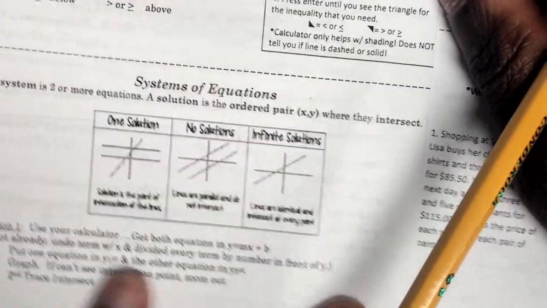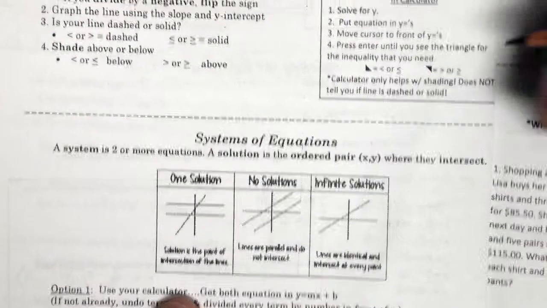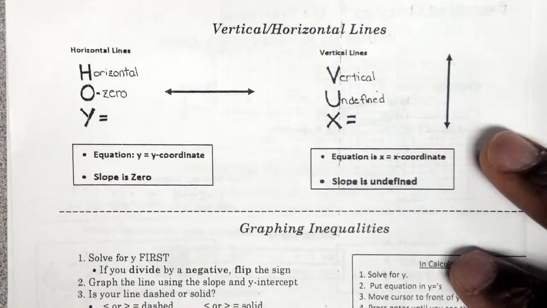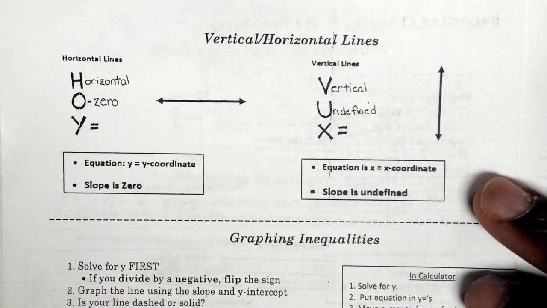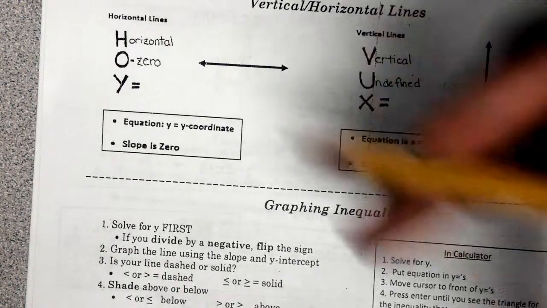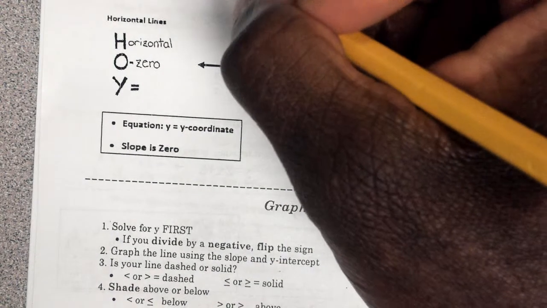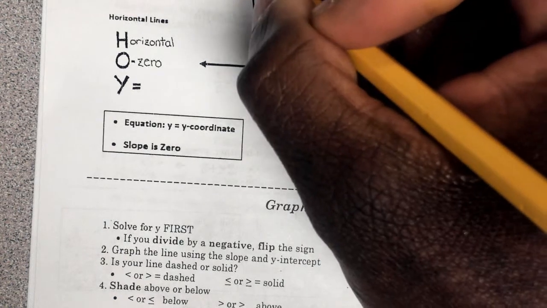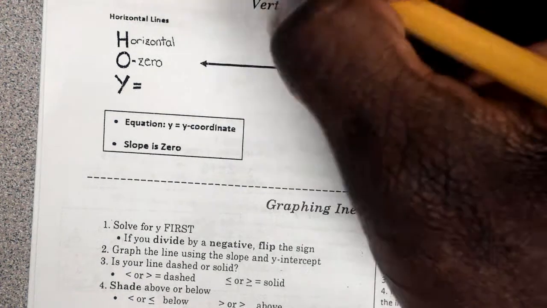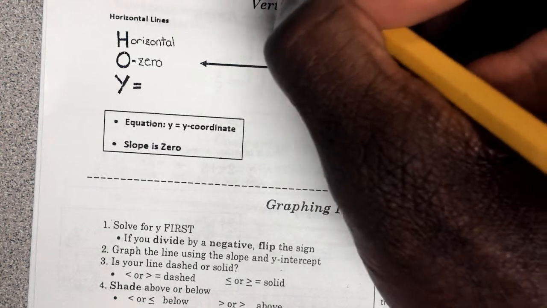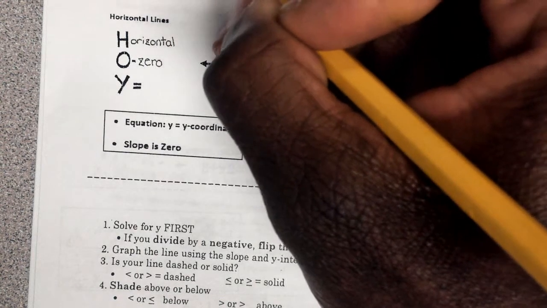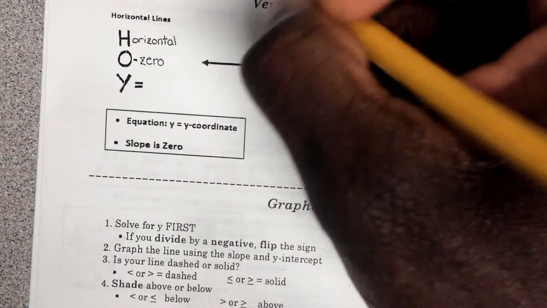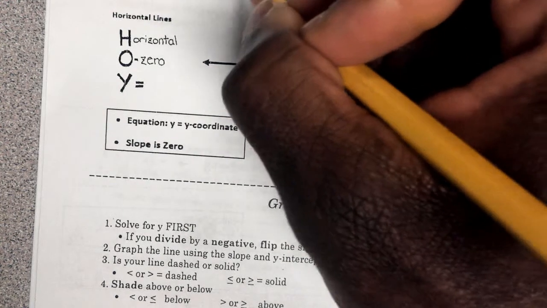Horizontal lines go through the y-axis, so they are going to be y equals whatever the y value is of any point on that line. So for instance, if I have this point, say (3, 2), and there's a horizontal line going through it, my equation is going to be y equals 2.